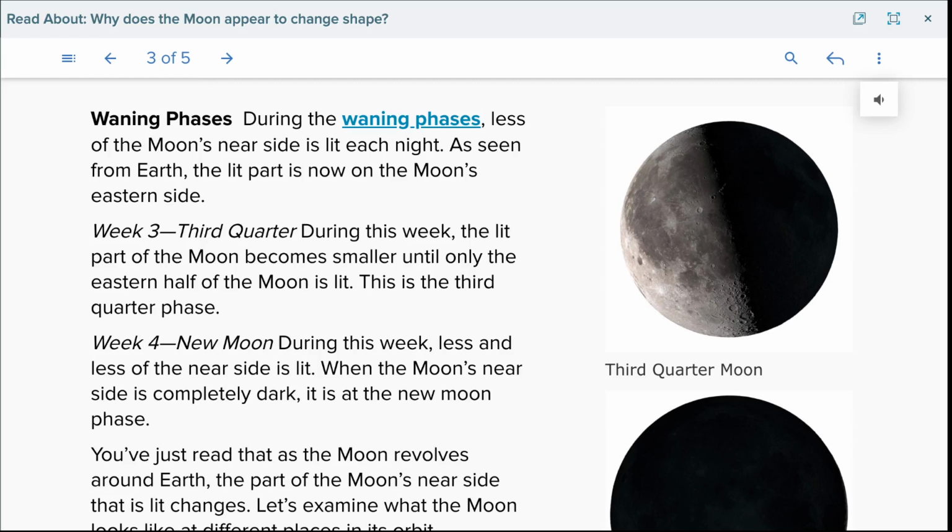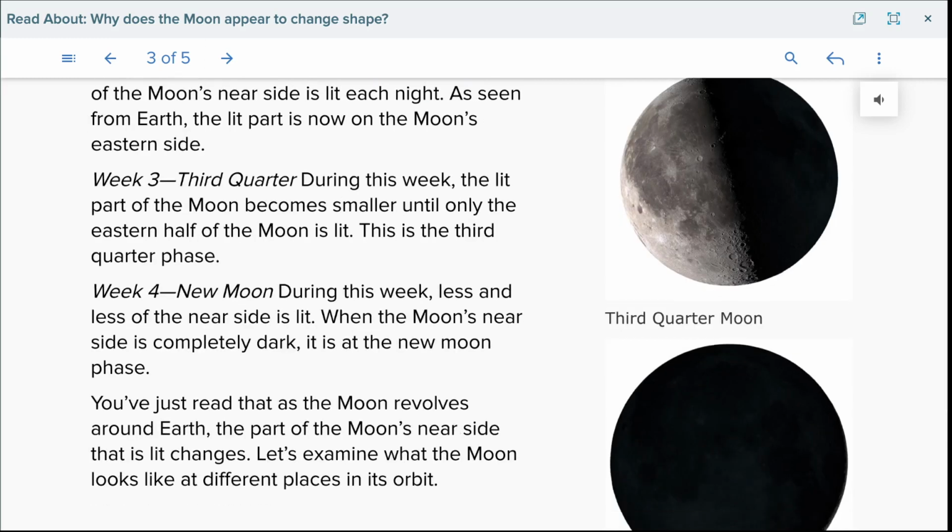Week 3, we have the third quarter. During this week, the lit part of the moon becomes smaller until only the eastern half of the moon is lit. This is the third quarter phase. And week 4, the new moon. During this week, less and less of the near side is lit. When the moon's near side is completely dark, it is at the new moon phase.